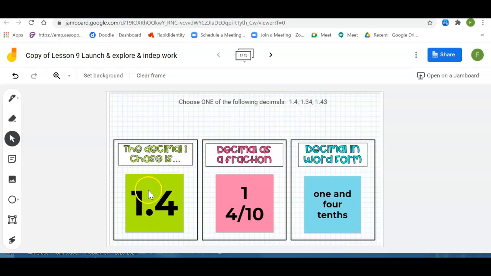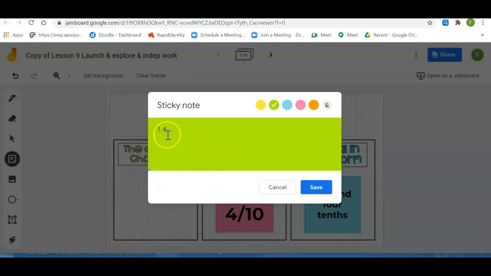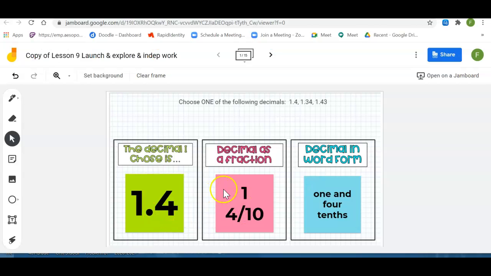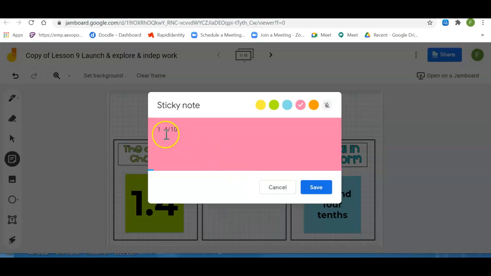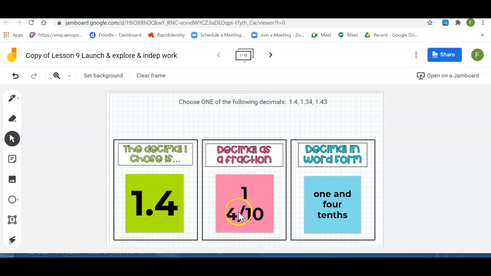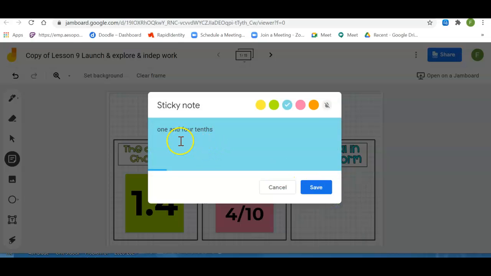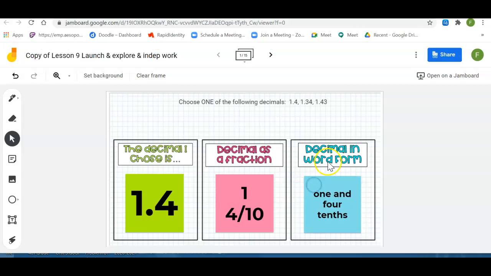So right here in the decimal form, on the sticky note, I typed in 1.4, and it asked me to write the decimal in fraction form, and I did 1 4/10. So 1 4/10 would be the fraction form of it. You got one whole, and this is your fraction. And also in the word form, I've typed in 1 4/10. So that's the word form of it. If you choose a different one, you would do similar to what I did here.